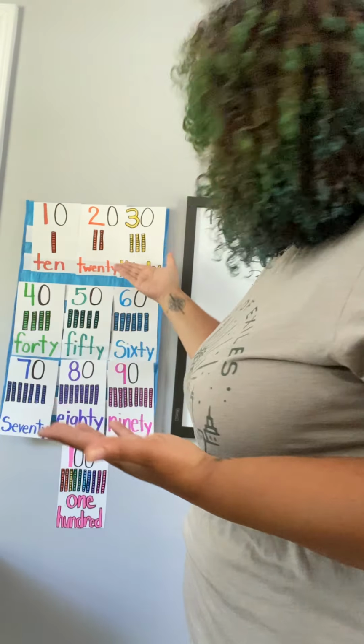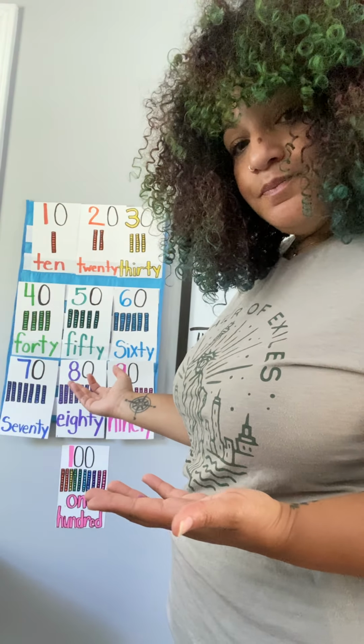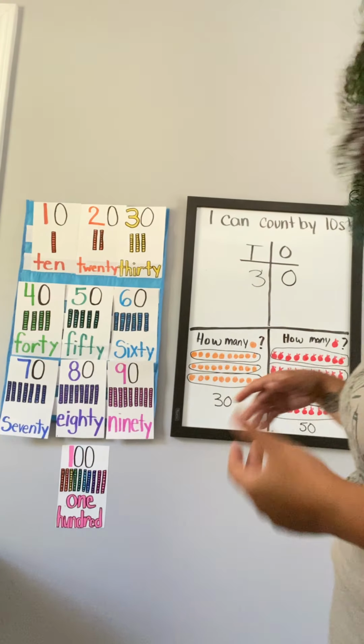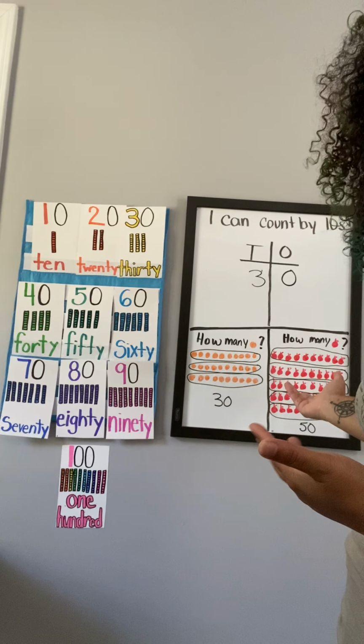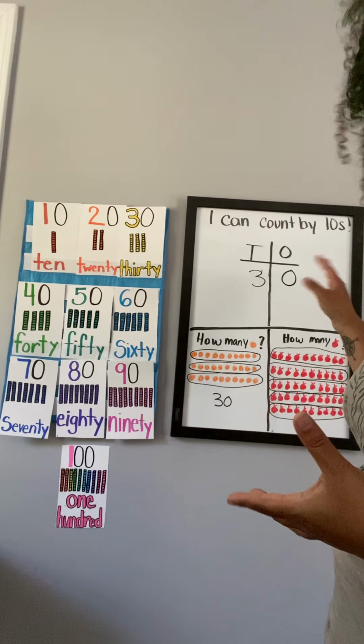So we use what we know to help our brains grow. These are the number names of our tens. We know how to count more efficiently using our tens and making groups of 10.